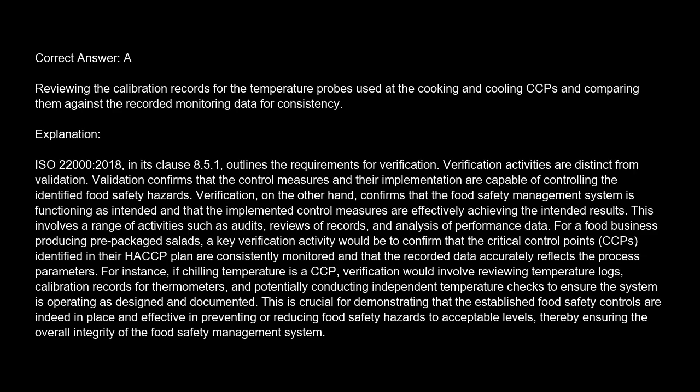For a food business producing prepackaged salads, a key verification activity would be to confirm that the critical control points, CCPs, identified in their HACCP plan are consistently monitored, and that the recorded data accurately reflects the process parameters. For instance, if chilling temperature is a CCP, verification would involve reviewing temperature logs, calibration records for thermometers, and potentially conducting independent temperature checks to ensure the system is operating as designed and documented.